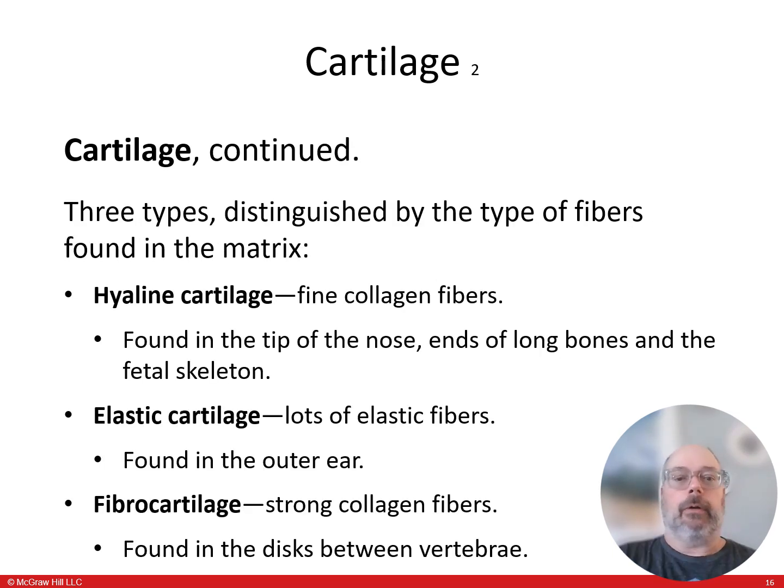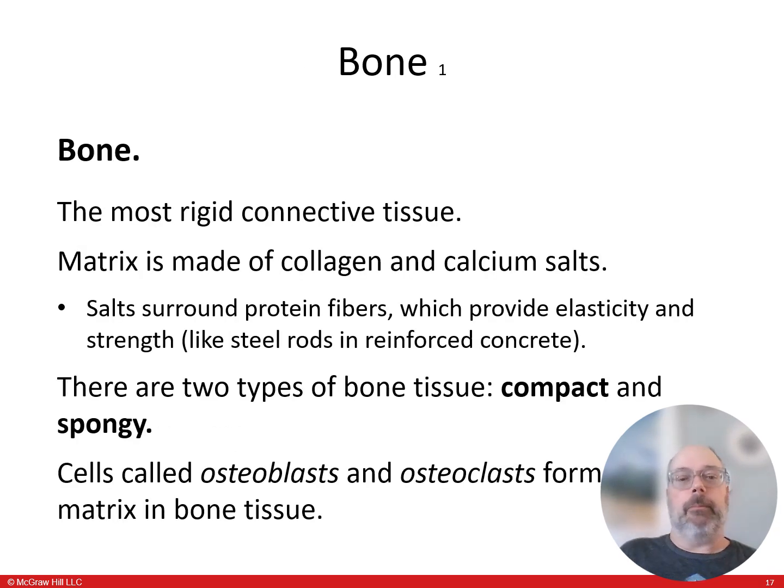Different types of cartilage here. We got hyaline cartilage, elastic cartilage, and fibrocartilage. All right, they just form in different areas of the bones. All right, bone, the most rigid connective tissue. I think one of the hardest structures in our body is our teeth, and they're basically bones in our mouth. Matrix is made of collagen and calcium salts. All right, so when you get older, you usually have to put calcium supplements in your diet so your bones don't break down.